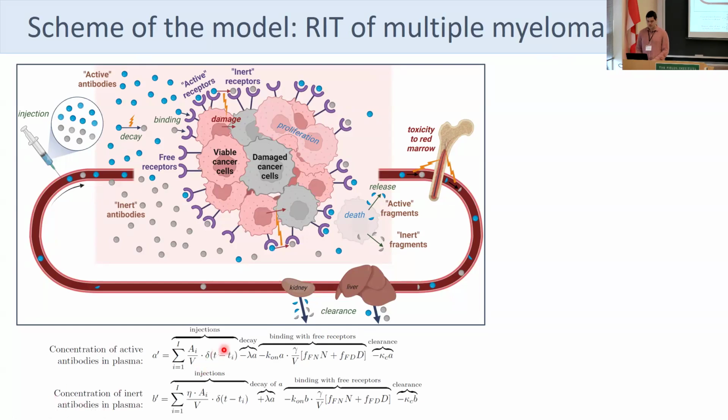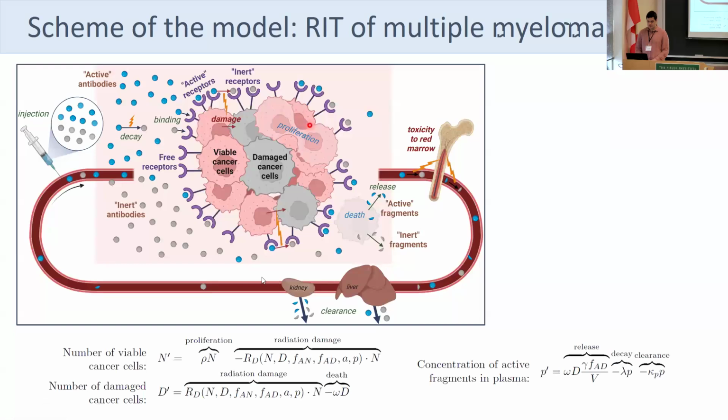Upon radioactive decay, antibodies become inert, and antibodies can bind to free receptors on cancer cells or be cleared out. Viable cancer cells proliferate continuously unless they are damaged by radiation. The term of radiation damage depends on several factors, and I will return to it shortly. Damaged cancer cells stop proliferating and gradually die, releasing into the bloodstream the fragments of antibodies, some of which still contain radioactive nuclides. These fragments cannot bind to cancer cells.